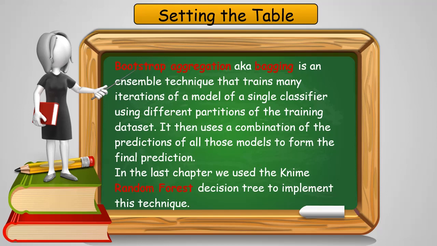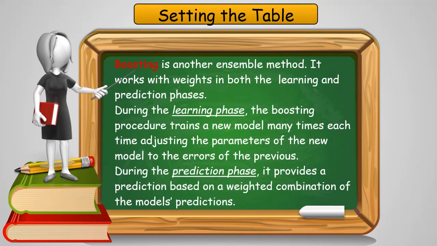Now, bootstrap aggregation, or bagging, is the ensemble technique that trains many iterations of a model on that single classifier using different partitions of the training data set. And then it uses a combination of all of those prediction models to form the final prediction. My favorite example, I like to compare that to the Borg. There is no one leader, there's just a common collective. Now, in the last chapter, we used the KNIME random forest decision tree to implement that technique. In this chapter, we're going to be talking about boosting, though.